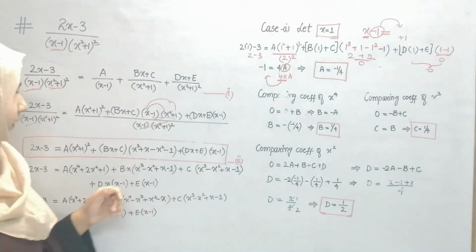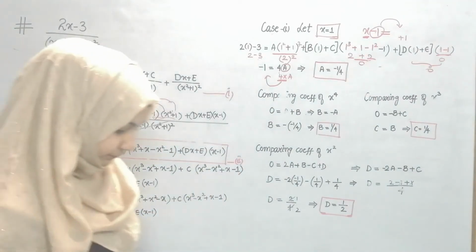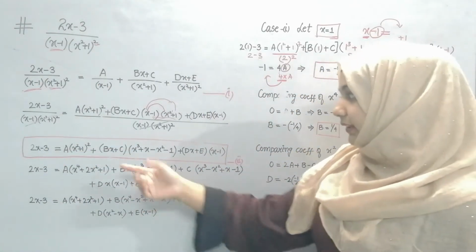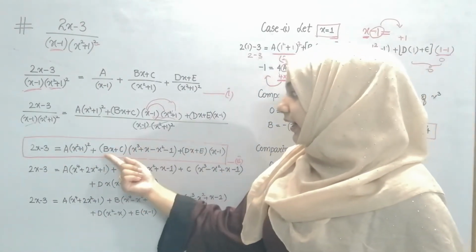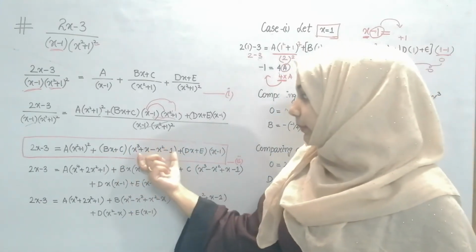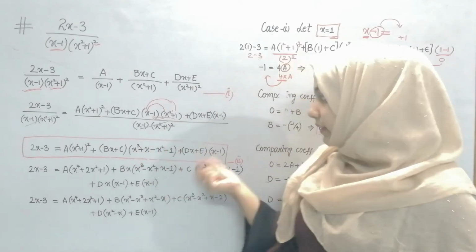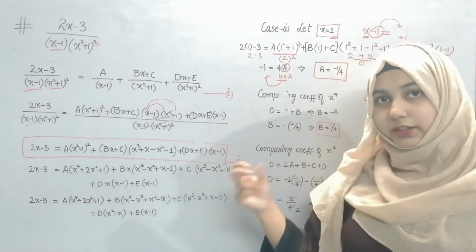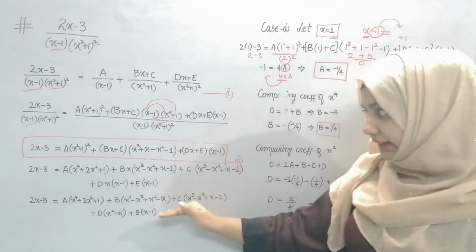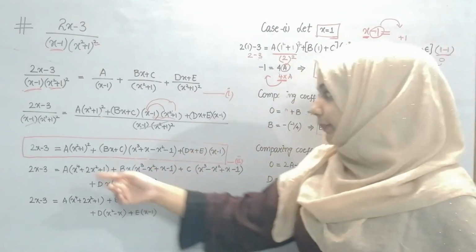Okay, so here, let's see these steps now. Here, what I'm doing is just expanding these terms. I told you bx plus c is two different terms that are being multiplied with these terms. Similarly, dx plus e are two different terms that are being multiplied with this. So I'm expanding this in the next step.